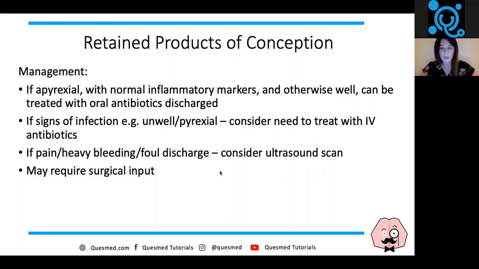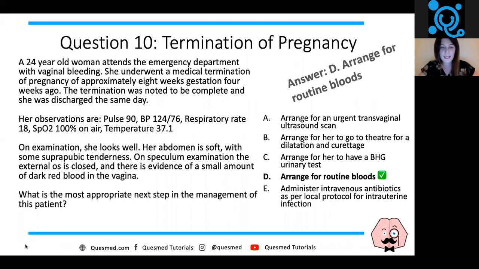So let's look back at the question. This woman has light bleeding 4 weeks after termination and she's otherwise well. So it's tempting to jump in with urgent investigations, ultrasound scans, D&C. However, the single best answer here is to arrange for routine bloods. She doesn't need any urgent management as she's so well and she's having minimal bleeding, which might be normal following a termination. A urinary pregnancy test would not be helpful in this case, as it could still be positive and doesn't really tell you anything.